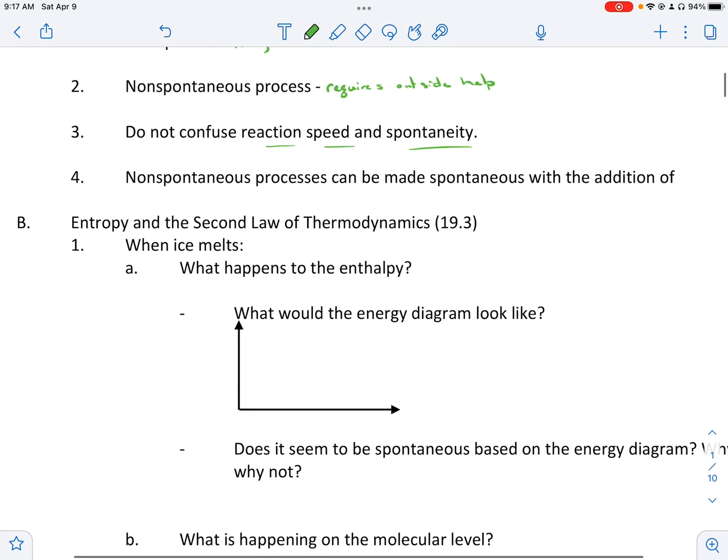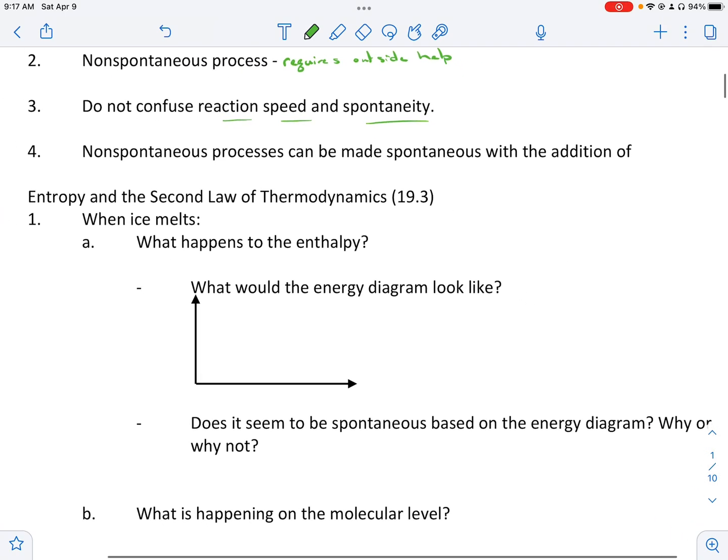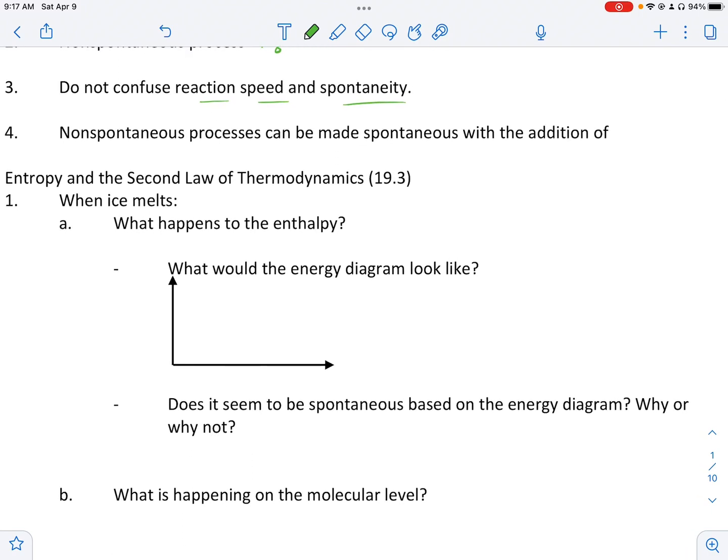All right. A lot of times, the non spontaneous processes can be made spontaneous with the addition of, most of the time, some form of energy. Like in the case of gasoline, we need a spark to get it going. And so the spark would be a piece of energy, right? So sometimes it needs a little piece of energy to get it going. So now let's jump into what is called entropy.